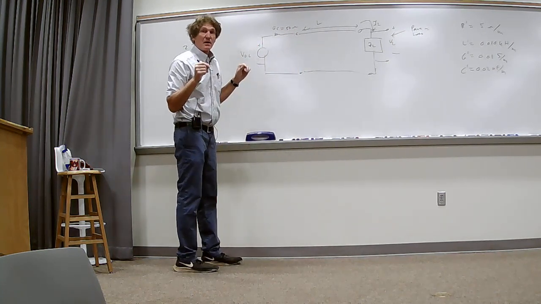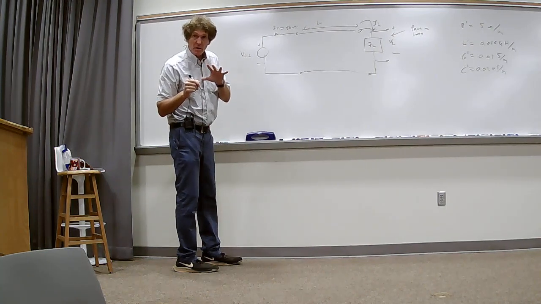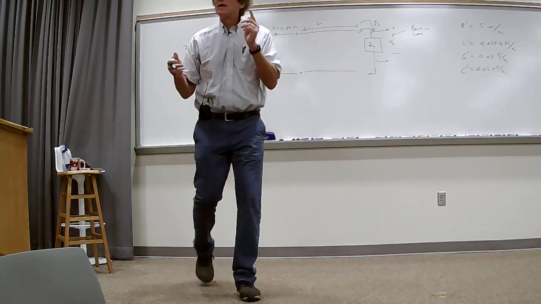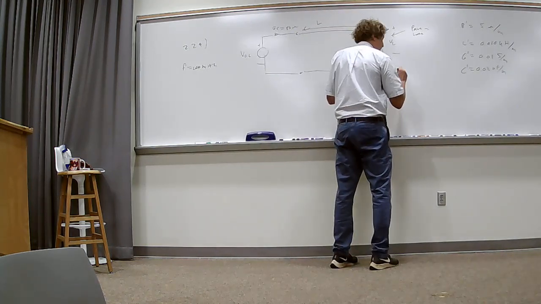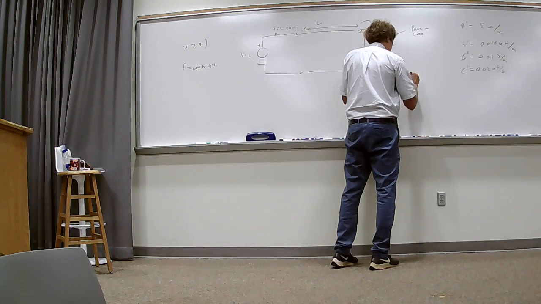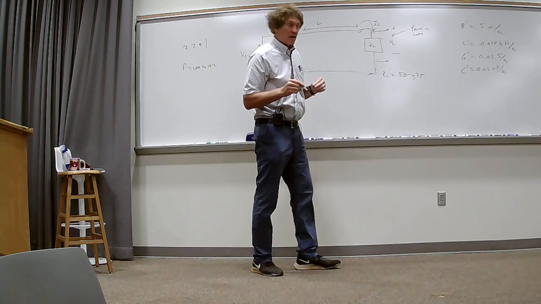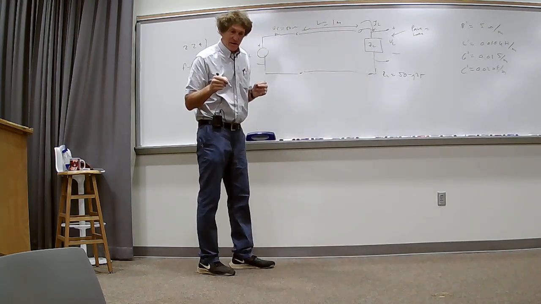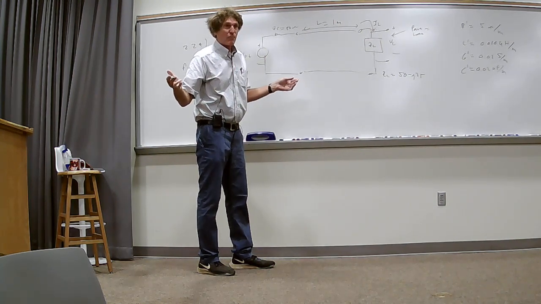They give you ZL, which is 50 minus j25. Say that again, sir. 50 minus j25. All right, go ahead. And then the length of line is 1 meter. So 1 meter, go ahead. What do they want? Find the voltage at each end of the T line.